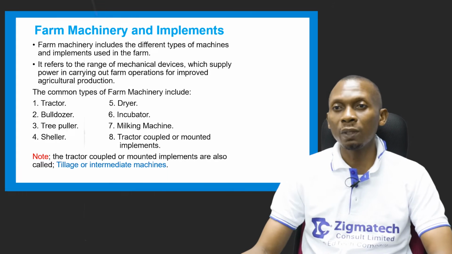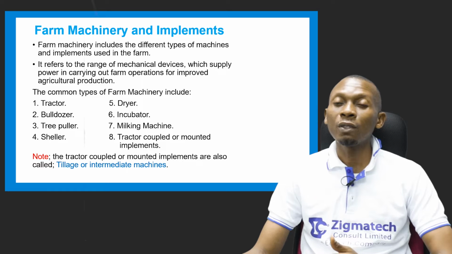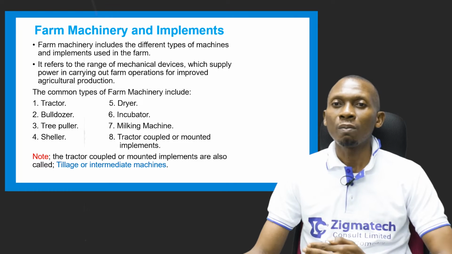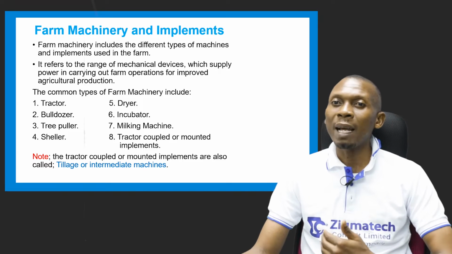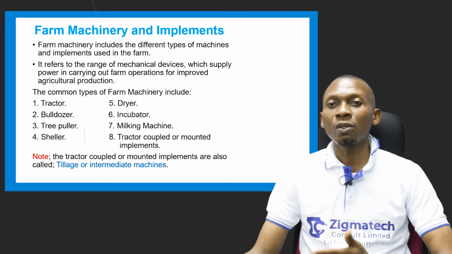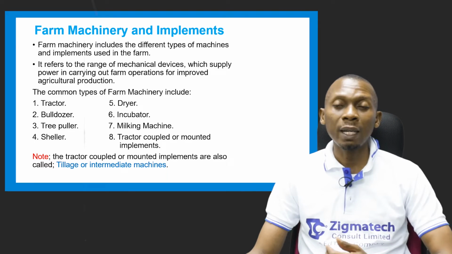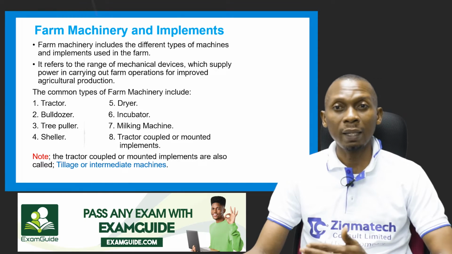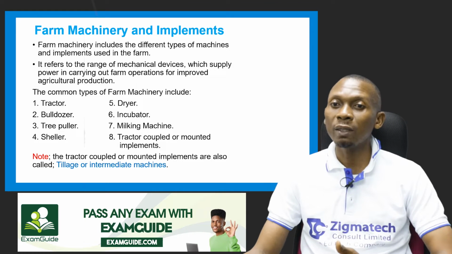Now, farm machinery includes the different types of machines and implements used in the farm. It refers to the range of mechanical devices which supply power in carrying out farm operations for improved agricultural production. So that's what farm machinery is about. It's about using machines to apply power to farm operations in order to improve agricultural production. Now we have some common types of farm machineries, and we have what we call the tractors, the bulldozers, as I mentioned earlier while introducing the class, the tree puller, the sheller, the dryer, the incubator, the milking machine.